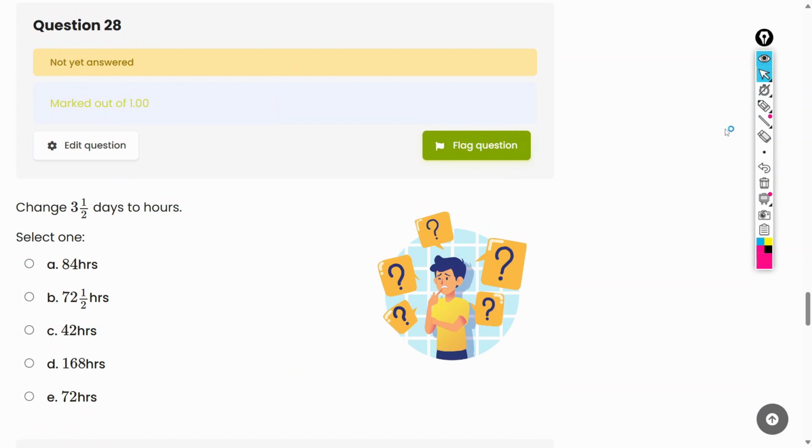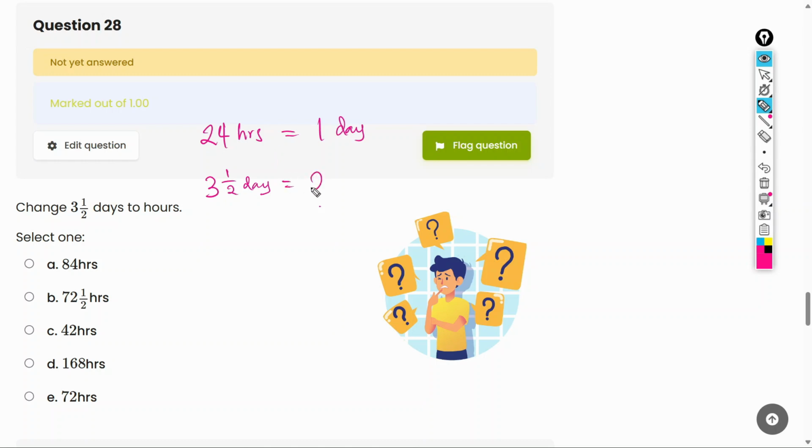Question 28 says we should change 3.5 days to hours. So recall that 24 hours is 1 day. So 3.5 days is equal to 24 hours times 3.5. So we can do 24 times 3.5. The 0.5 here is 1 decimal place, so we can borrow 1 decimal place and then multiply 24 by 35.